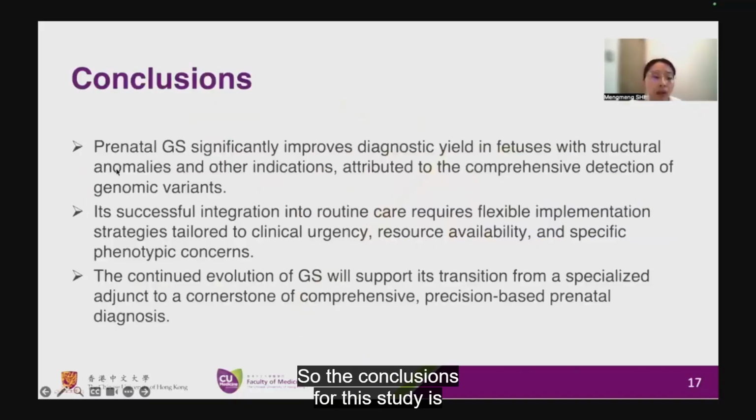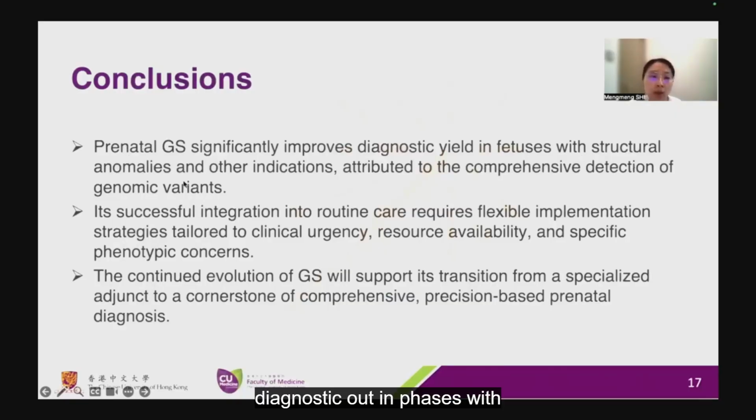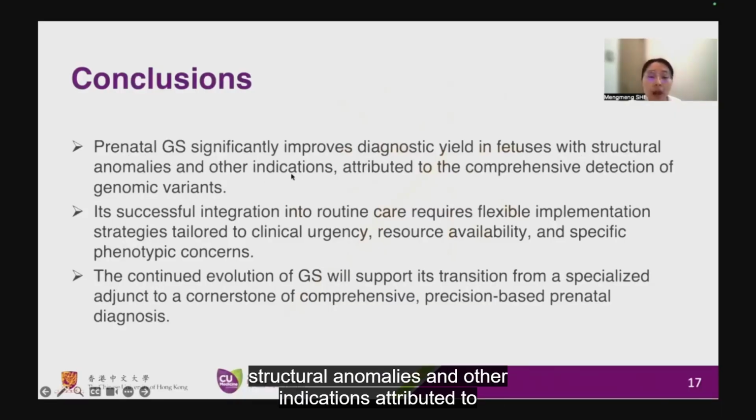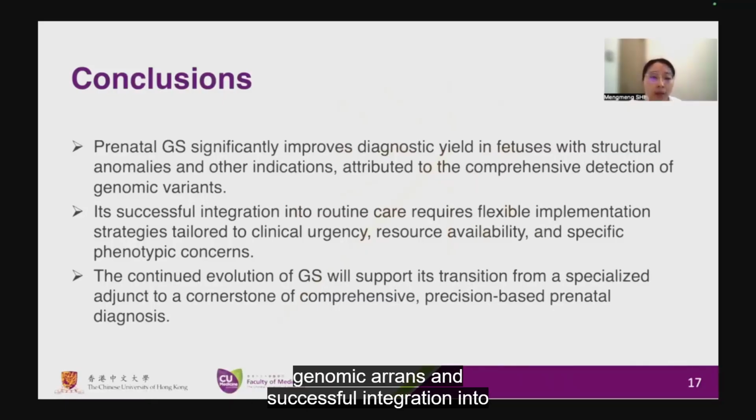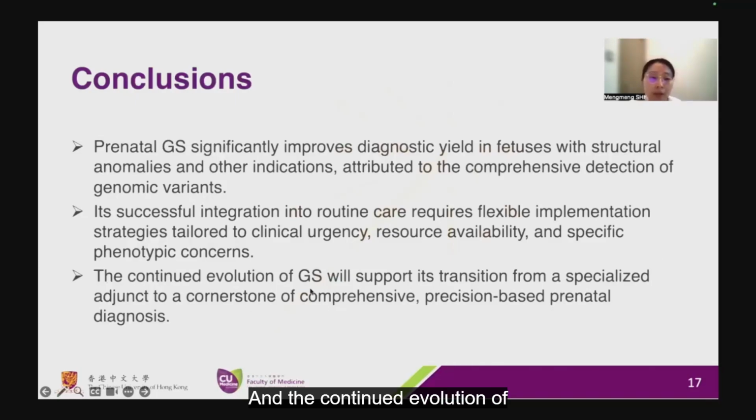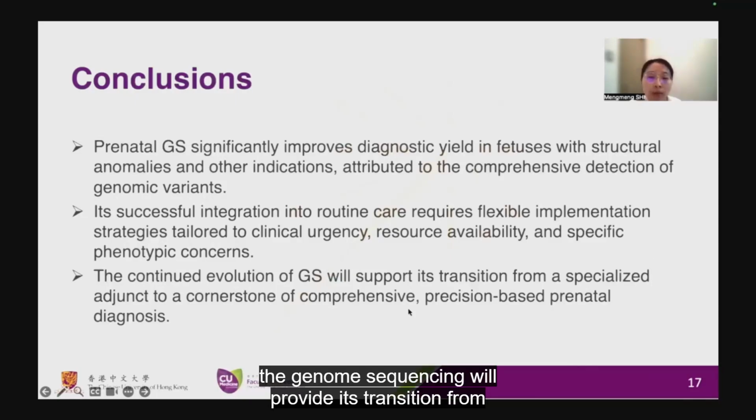So the conclusions of this study are that prenatal genome sequencing significantly improved diagnostic yield in fetuses with structural anomalies and other indications, attributed to a comprehensive detection of genomic variants. And its successful integration into routine care requires flexible implementation strategies tailored to clinical urgency, resource availability, and specific phenotypic concerns. And the continued evolution of genome sequencing will drive its transition from a specialized adjunct to a cornerstone of comprehensive precision-based prenatal diagnosis.